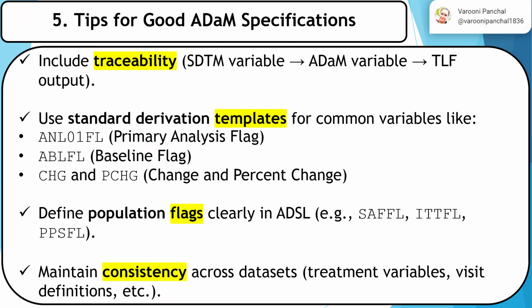Next is to define population flags clearly in ADSL. Now it could be your safety, ITT, and the per protocol flags.